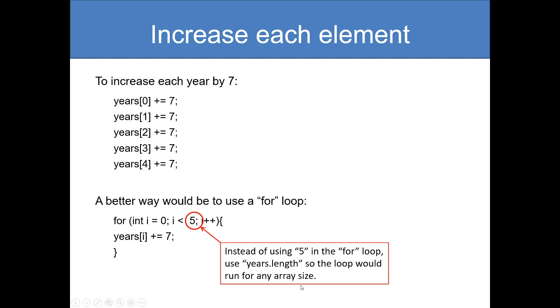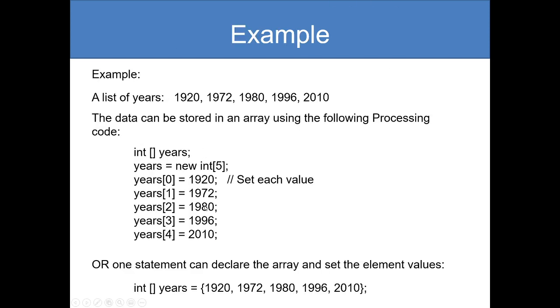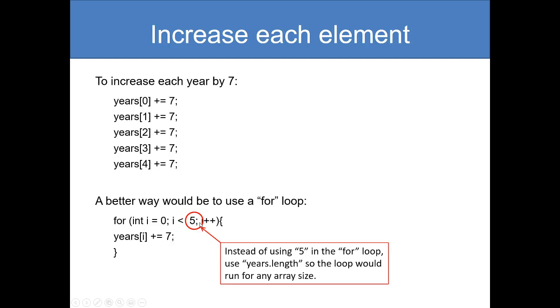So what this does is it goes through and it runs through 0, 1, 2, 3, 4. Instead of using 5, we could actually say years.length. The reason that that's important is from then on, we'd be able to make changes back here, and this would automatically adjust, which is pretty awesome.